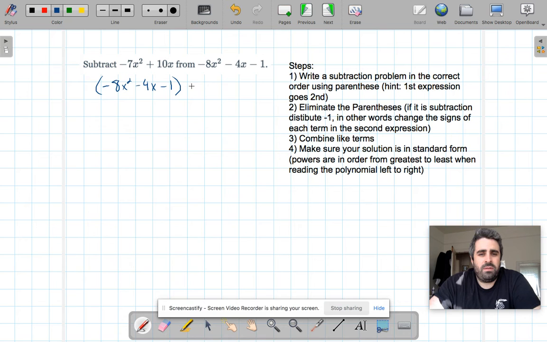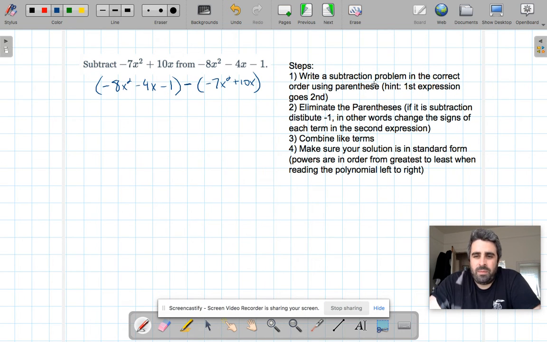So first we're going to write negative 8x squared minus 4x minus 1. And we're going to use parentheses. And then subtraction, right, minus negative 7x squared plus 10x. So there's our first step. We wrote this out, and now we have to eliminate the parentheses.